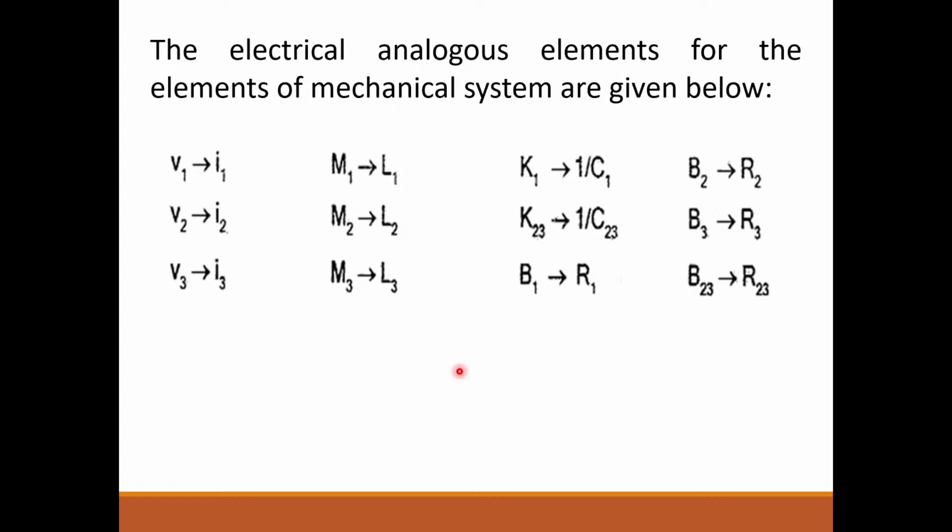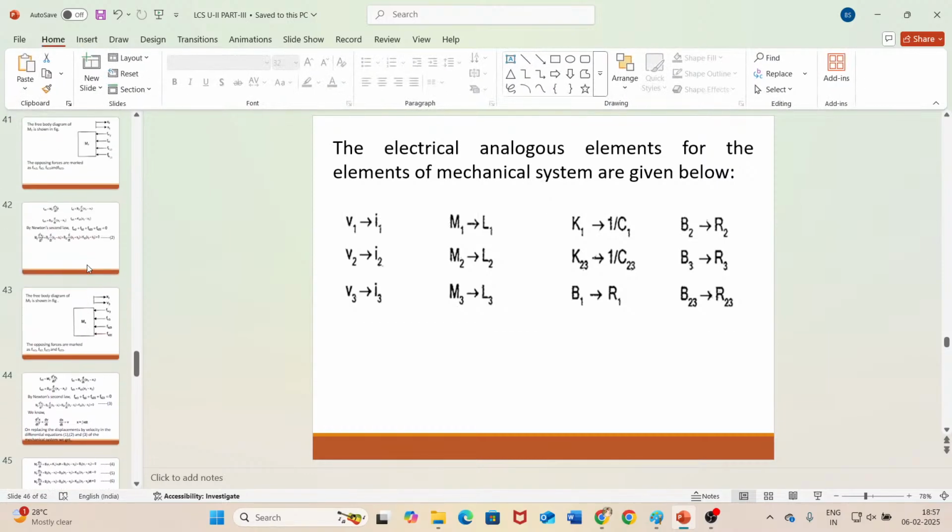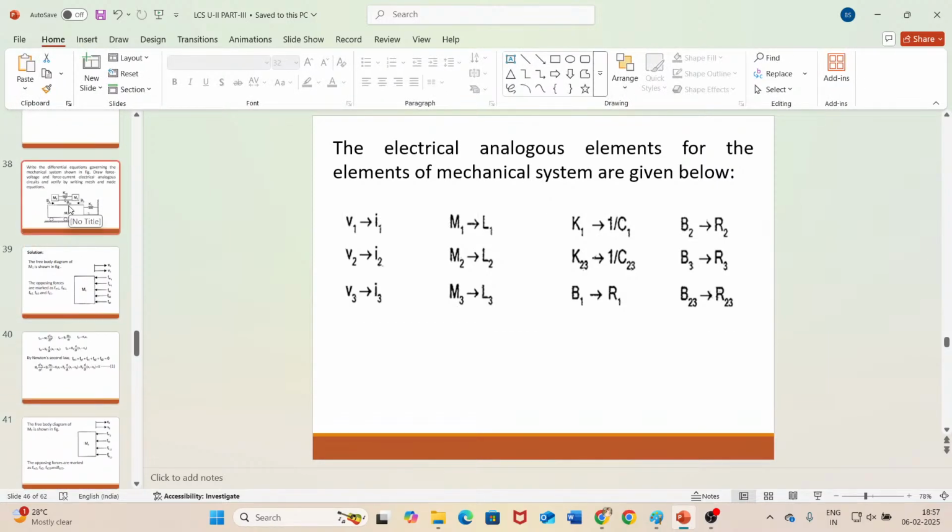Someone has written M1 L1, M2 L2, and M3 L3. Yes, it is correct. I hope you have completed. Now we can design the electrical circuit for the given mechanical system. What I'm going to do is take the mechanical system in order to explain how to draw the electrical circuit.